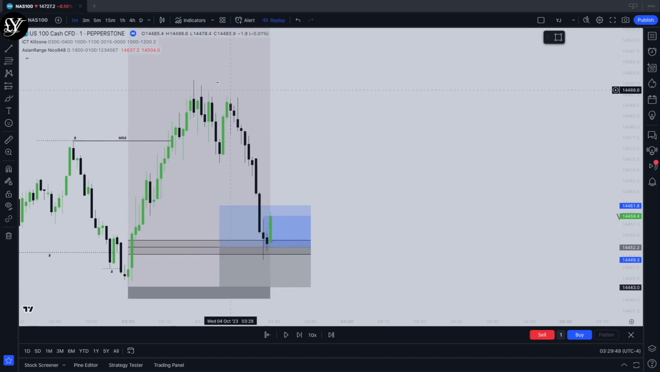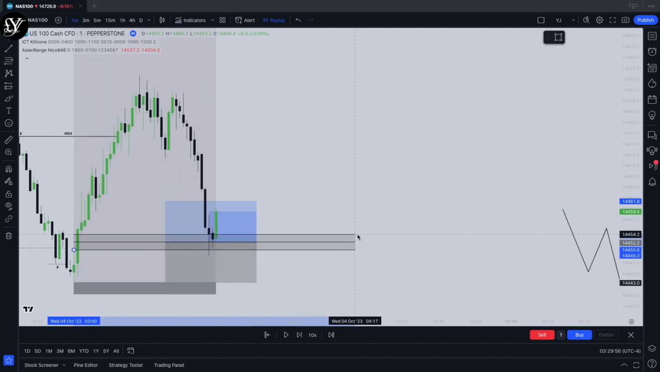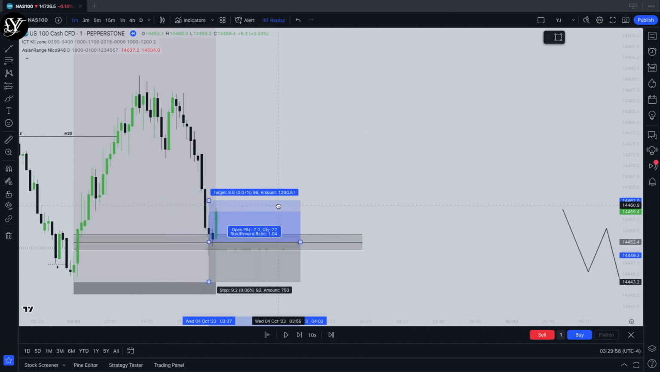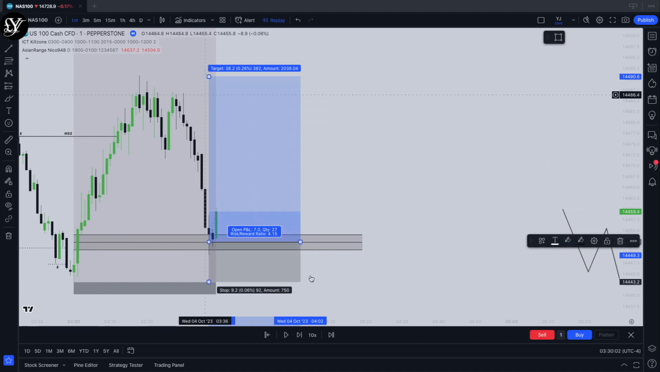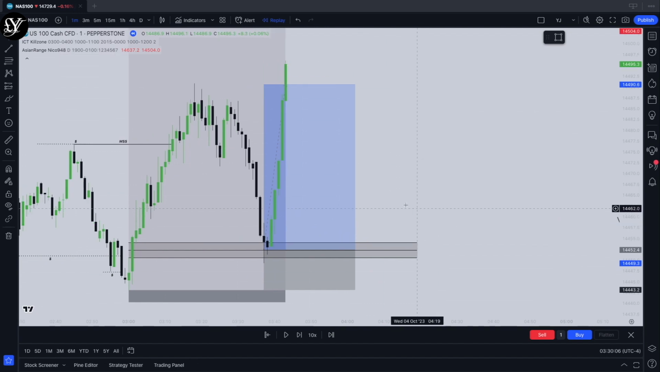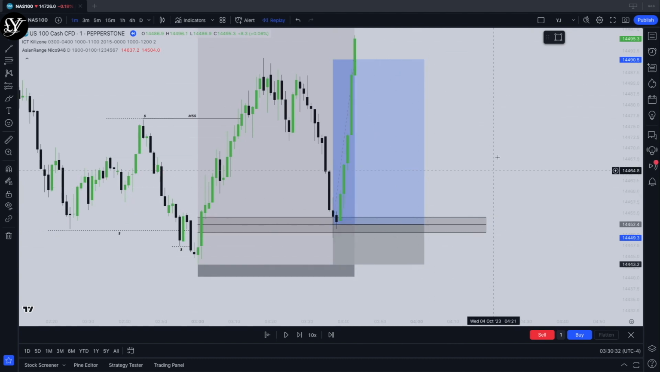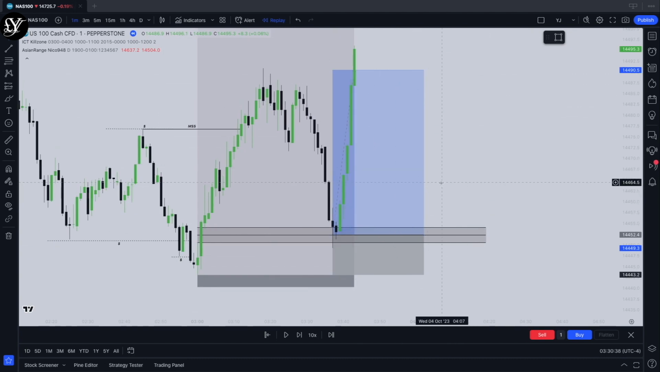Now, I would personally target either this high right here or this high right here. This is completely up to you. So if we just extend this over a little bit, I would target something up here. So if we play price out a little bit more, we can see we've just hit take profit. So this particular setup would give us a risk to reward of 1 to 4, which is roughly what we'd see from this silver bullet strategy.